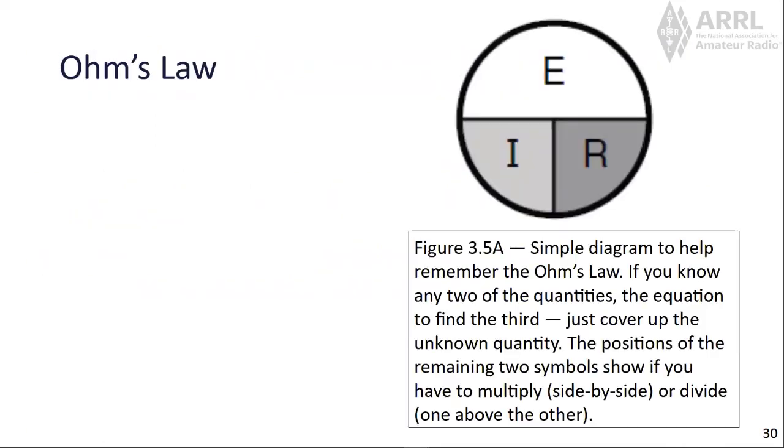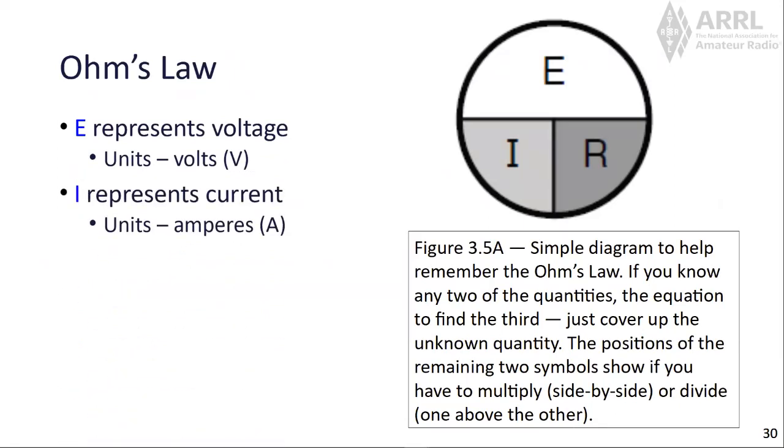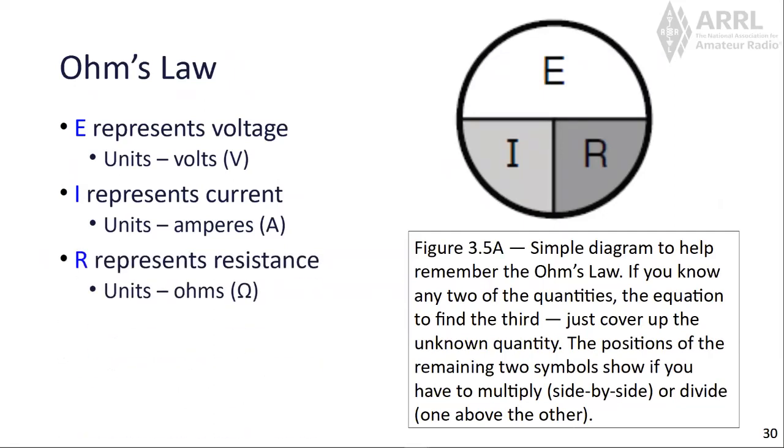All right, we're going to talk about Ohm's law. E represents voltage, units volts. I represents current. We measure that in amps. R represents resistance. We measure that in ohms. The relationship between current, voltage, and resistance can be seen as three different formulas that are all related.